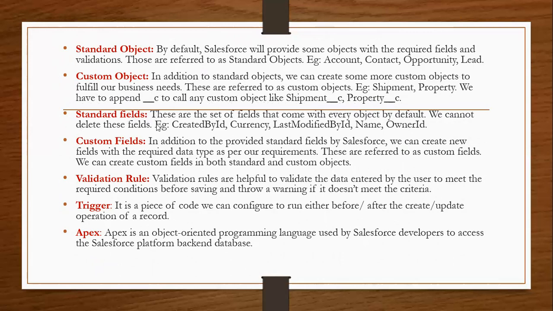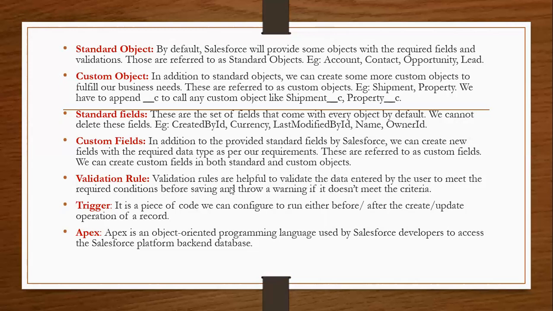Next, standard fields. These are the set of fields that come with every object by default. We cannot delete these fields: created by ID, currency, last modified by ID, name, owner ID. Custom fields. In addition to the standard fields provided by Salesforce, we can create new fields with the required data type for our requirement. These are referred to as custom fields. We can create custom fields in both standard and custom objects.